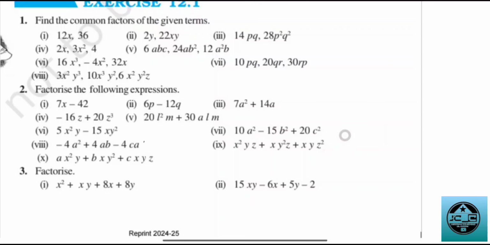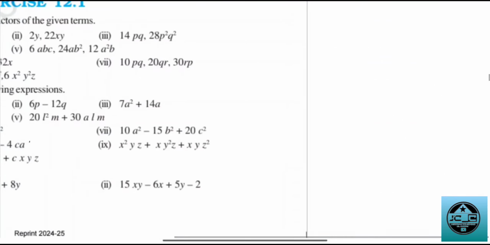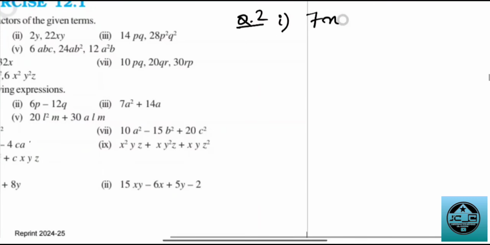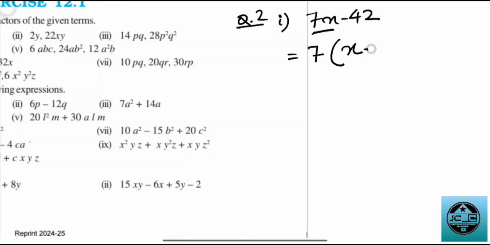Bit I says 7x minus 42. As we all know, if we factorize 7x, we get 7 into x, and 42 is basically 7 into 6. If we take 7 common, what remains? From the first term remains x, and in the second term it remains 6. So we get the factors as 7 and x minus 6. It is the method and it is the answer.